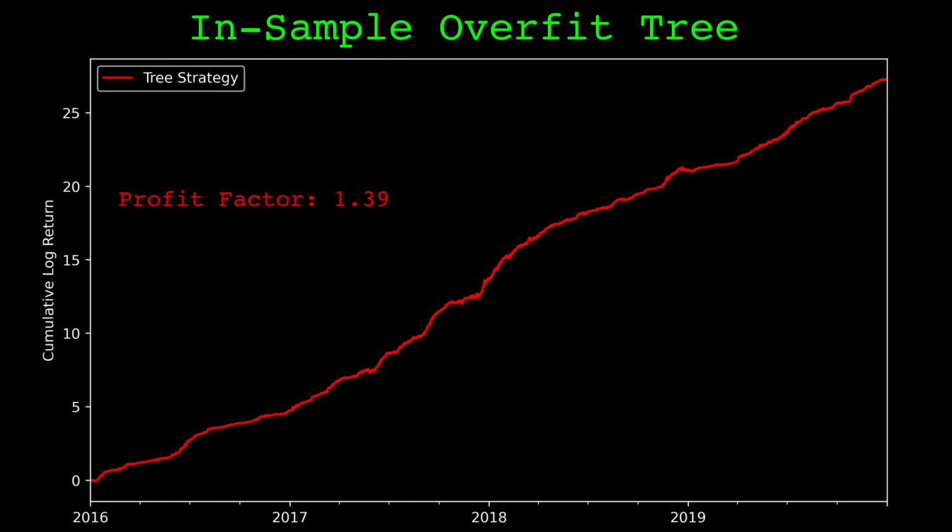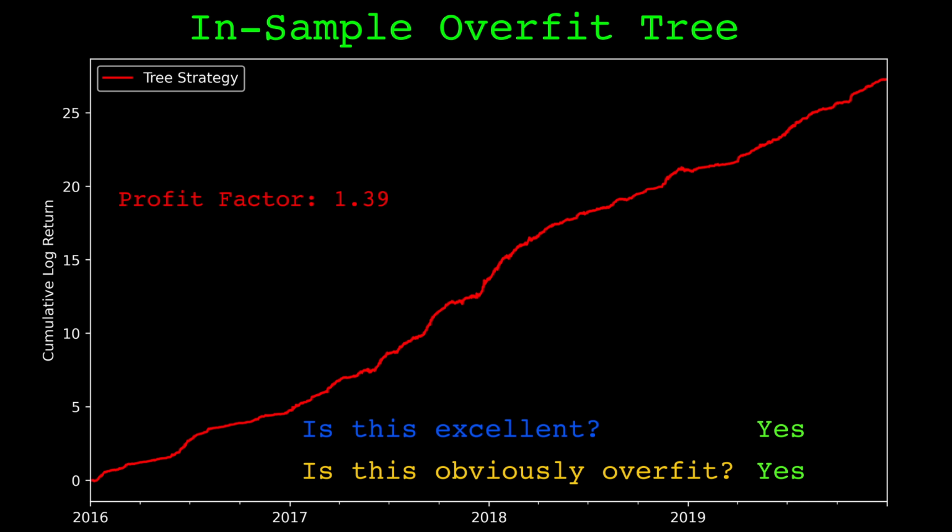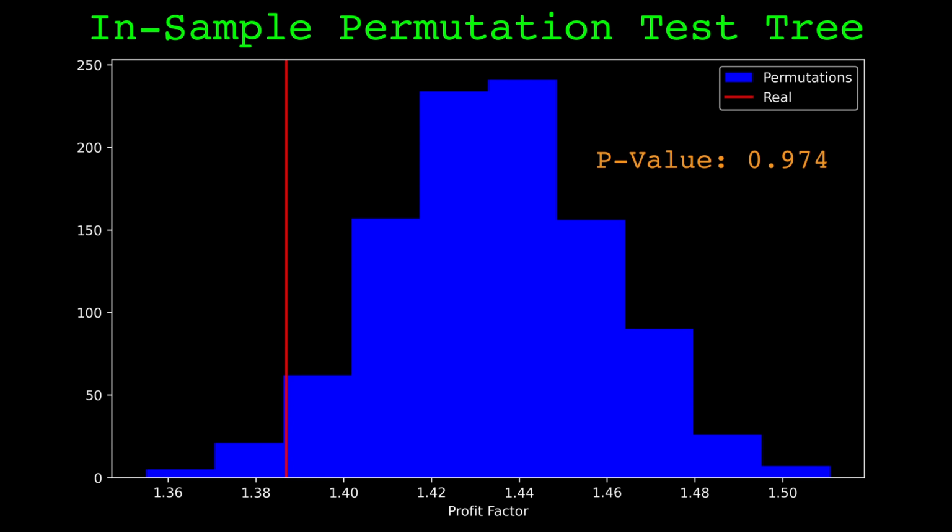Here are the in-sample results for our decision tree. Again, this is when I ask myself, is this obviously overfit? The answer is yes. Generally speaking, if your backtest ever looks like this, you have a future leak or you're horribly overfit. But if we didn't know any better, we can use the in-sample permutation test to crush our dreams. And the test does the job. The model performs just as good or better on the permutations. When you see this, it's time to throw your strategy idea in the trash.